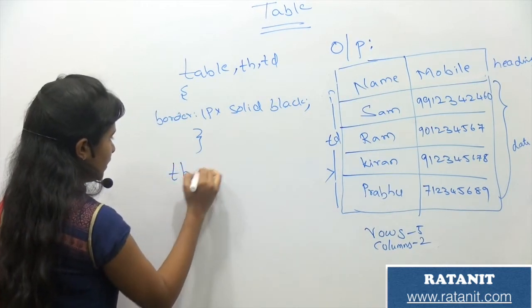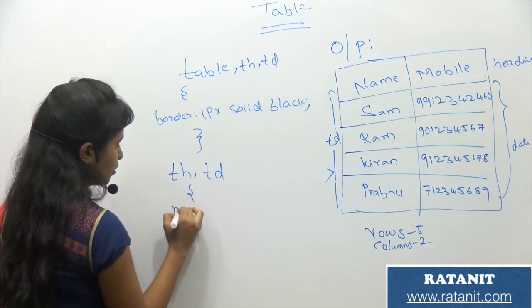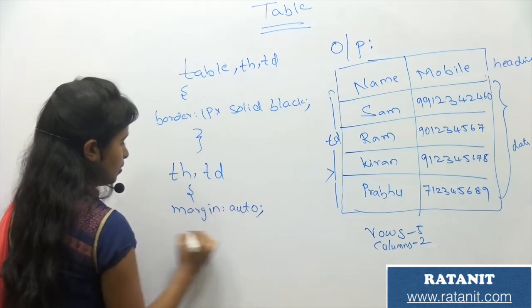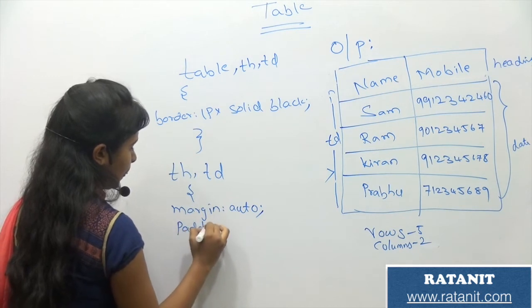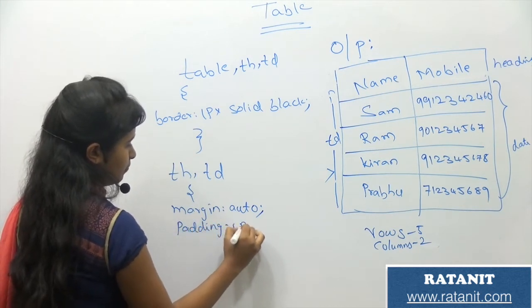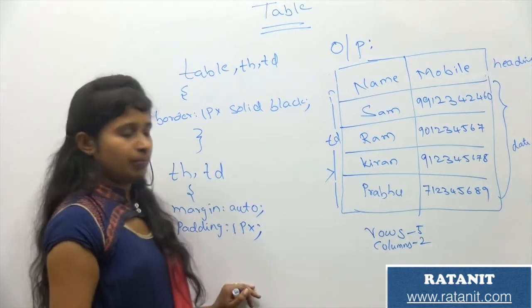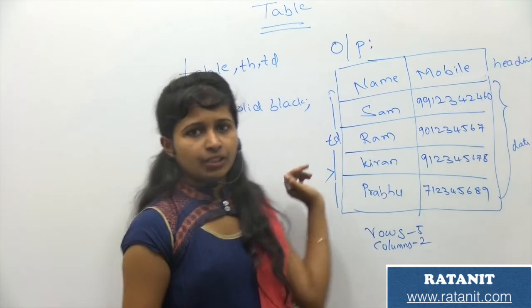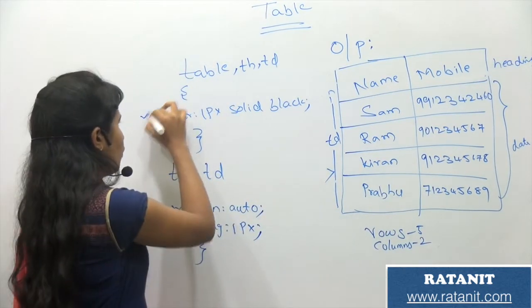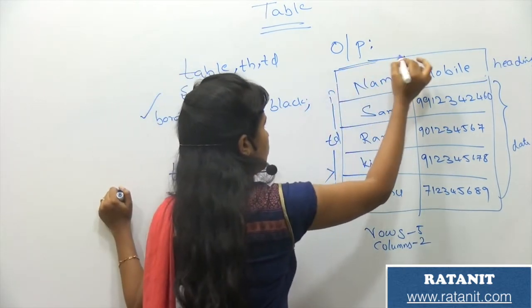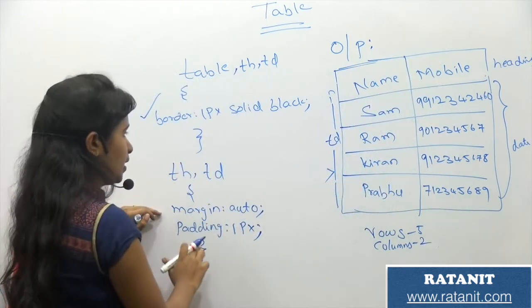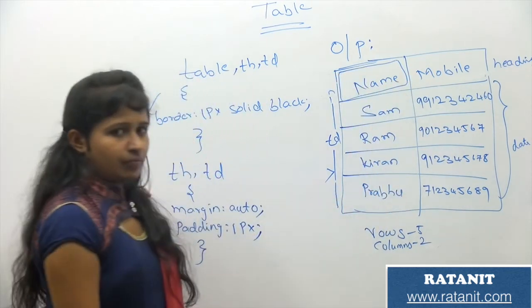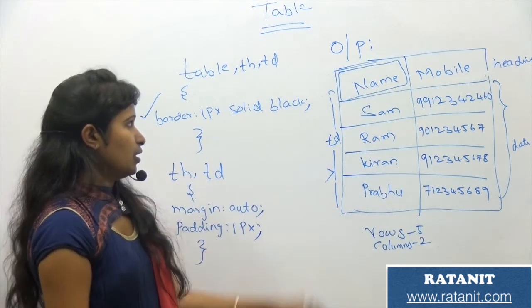So for TH and TD, I need to give some margin and some padding. This is the way we need to code for a table in HTML and CSS. This is for border purposes. Here is the border, and this is for the margin and padding. Now we are going to see the output.